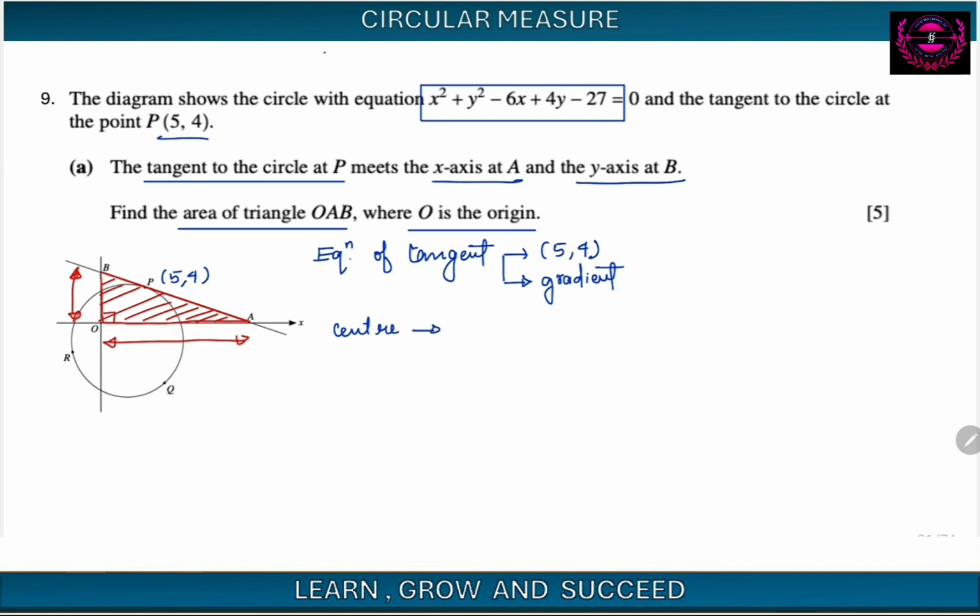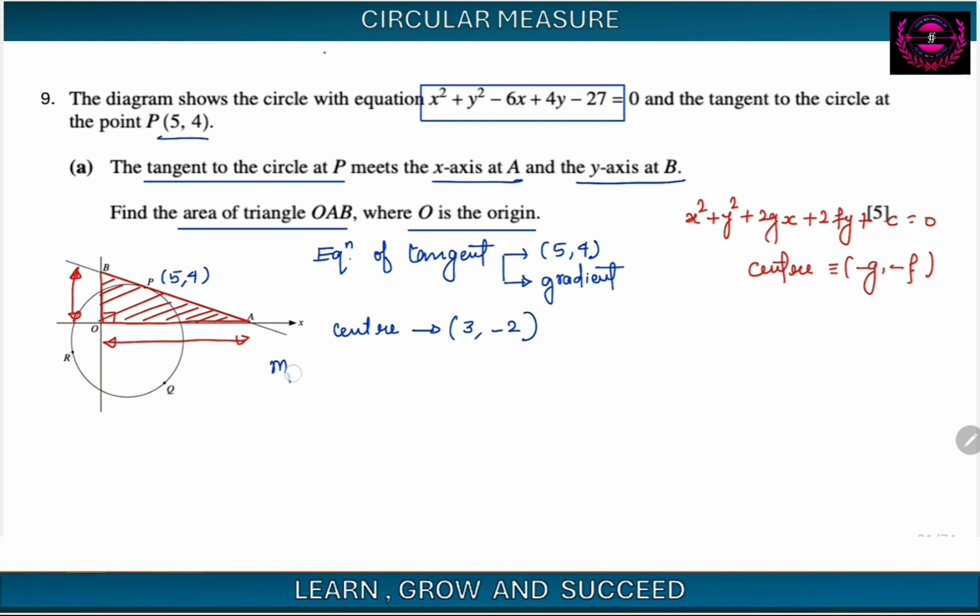See, the general equation of the circle is x squared plus y squared plus 2gx plus 2fy plus c equals 0, and the center is always minus g and minus f. So clearly we can see the center is 3 and minus 2.